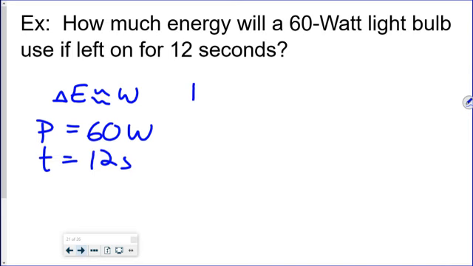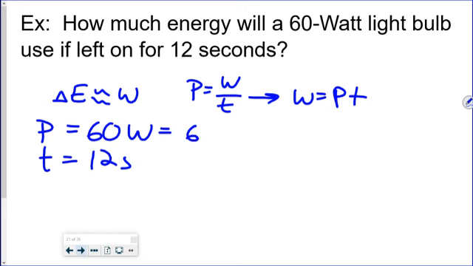We know that power is work per unit time. That means that work is power times time, all right? Maybe a more intuitive explanation of this is this. What is 60 watts? A 60-watt light bulb uses 60 joules per second.